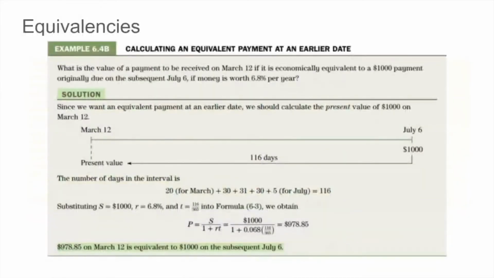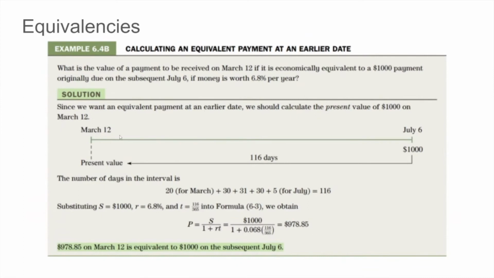Here's another example. What is the value of a payment to be received on March 12 if it's economically equivalent to $1,000 originally due on the subsequent July 6th, if money is worth 6.8% per year? So we can draw a number line or a timeline as is done in this problem. What we're looking for is really the equivalent payment for the earlier date.